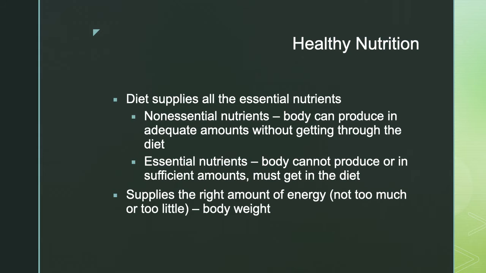So a non-essential nutrient is essentially a nutrient that the body can produce in adequate amounts regardless of whether I get it in my diet or not. However, an essential nutrient is one that it's essential that I eat that nutrient and I get enough in my diet, because my body is not able to produce it or produce it in adequate amounts for optimal health. So we're going to be focusing on those essential nutrients that we need to get in our diet.